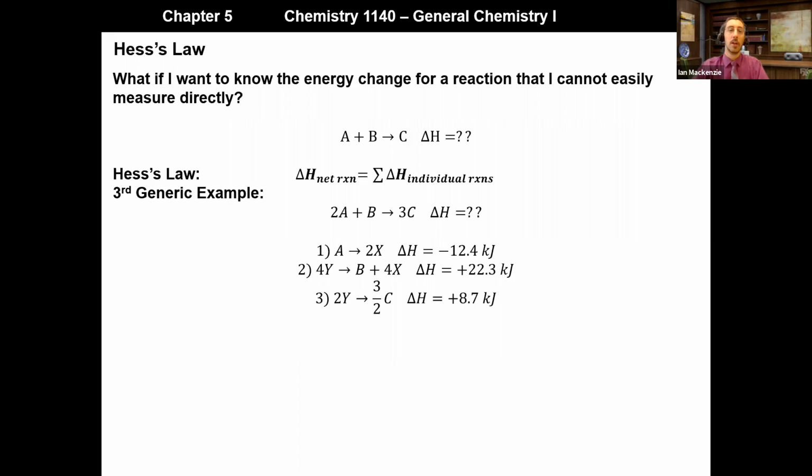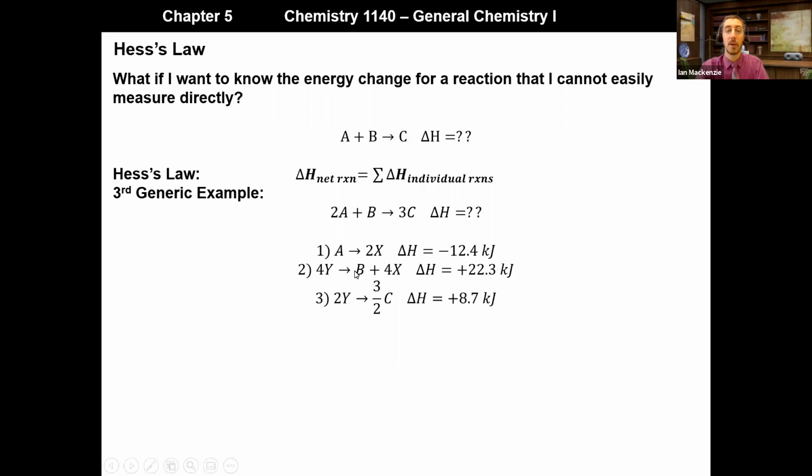So here, when I look at this first, I can see that I need 2A, but I only have 1A. Now it's on the right, it's on the correct side of the equation, but there's only one of them. So I'm going to have to multiply that equation by 2. And I'll multiply everything in it, including the enthalpy, because enthalpy is an extensive property. So the amount of it matters. If I multiply the equation by 2, I multiply the enthalpy by 2.